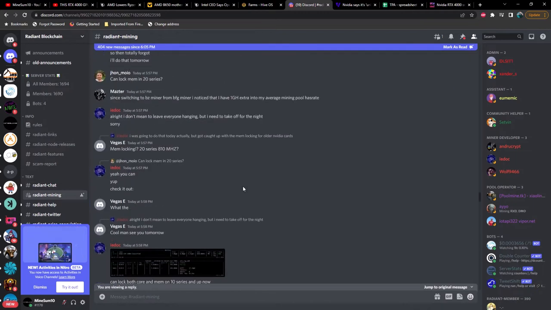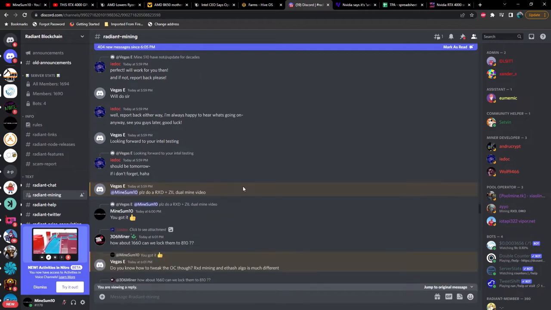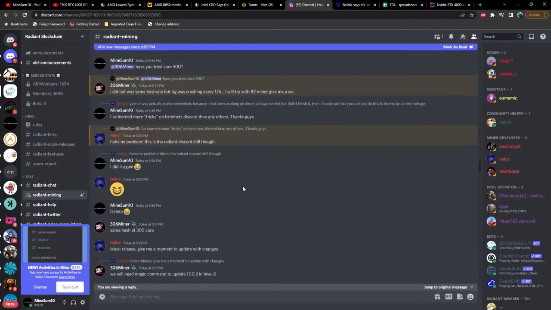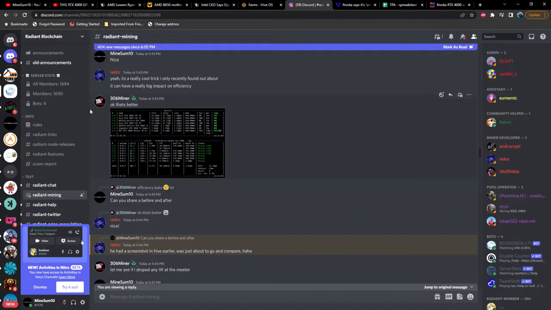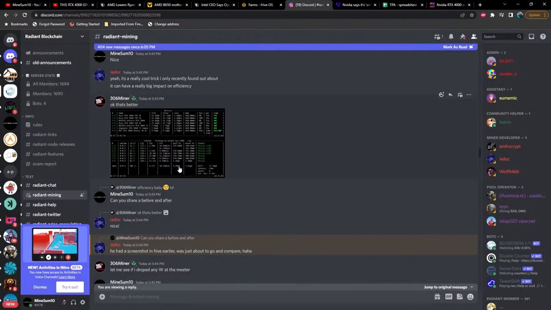So, first thing that I want to share with you is some very, very incredible efficiency coming across on Radiant. Let me scroll up here, see if I can find a screenshot for you guys. So, yeah, we're coming in at about 11.3 megahash per watt. Shout out to 306 Miner who shared this screenshot of his rig. And as you can see, we are using very, very low power on some of these GPUs. And efficiency is king right now, as you guys know.